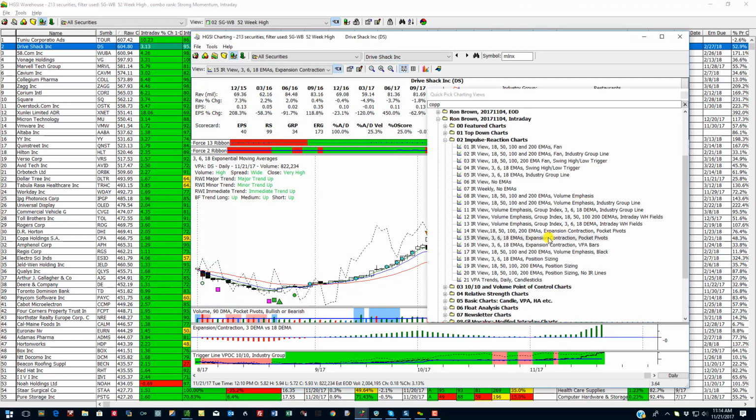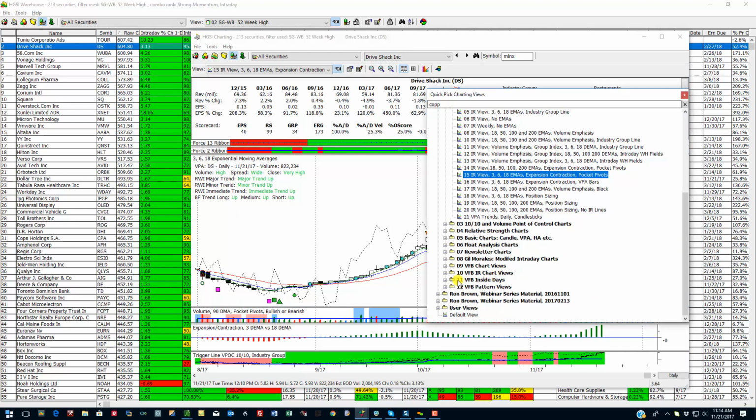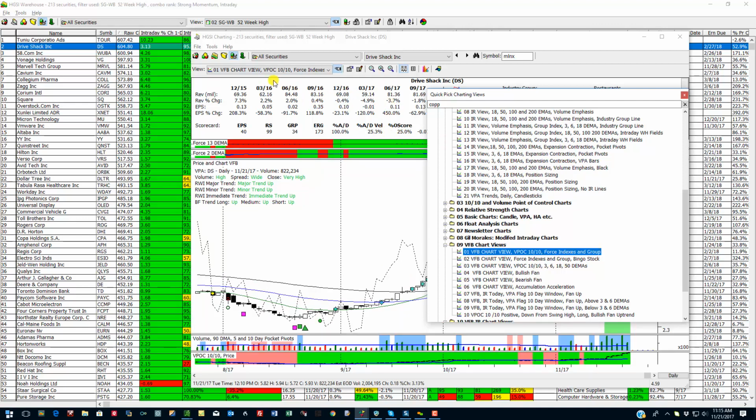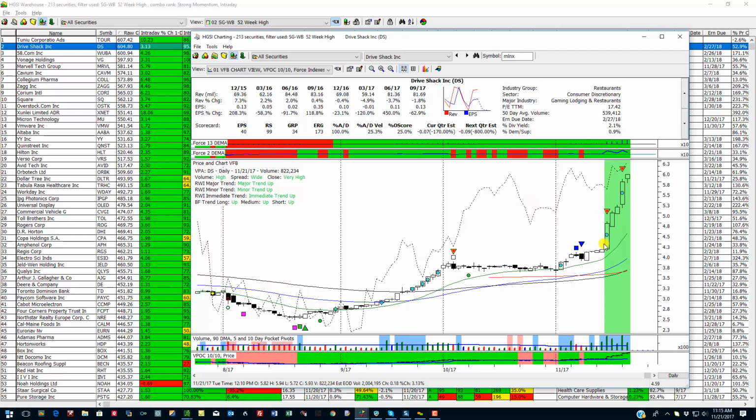Now, I'm going to go to a different chart. This is called a VFB chart, a chart view, which means that it transfers the filter from the warehouse to the chart, and it's going to show me whenever this stock hit a 52-week high. And you can see that it hit a 52-week high right here, and it's been moving up since.